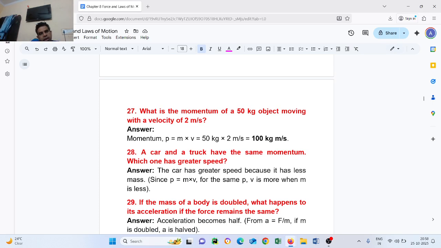Question number 28. A car and truck have the same momentum. Which has greater speed? The car has greater speed because it has less mass. P equals m into v. For the same P, v is more when m is less.